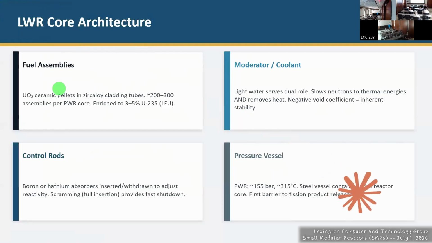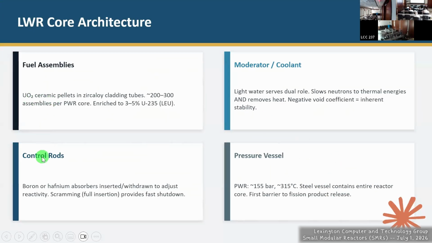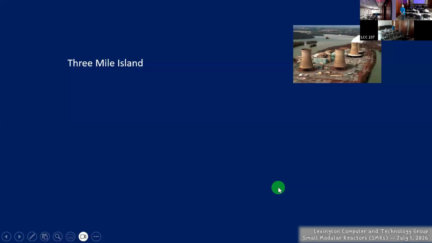So what you have is a core architecture. You have your fuel assemblies, uranium oxide ceramic pellets. You have your control rods. You have your moderator coolant, water, which slows the neutrons and cools the core. And you have your pressure vessel, which contains the entire core. So now let's look at Three Mile Island.